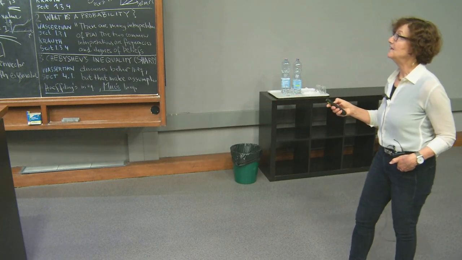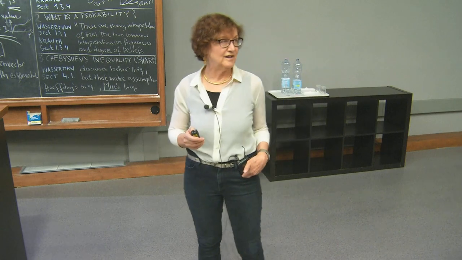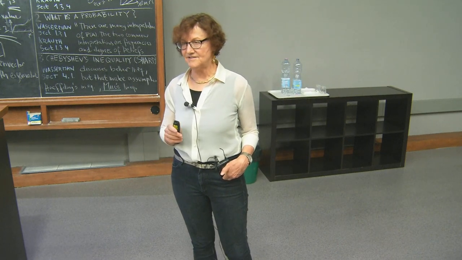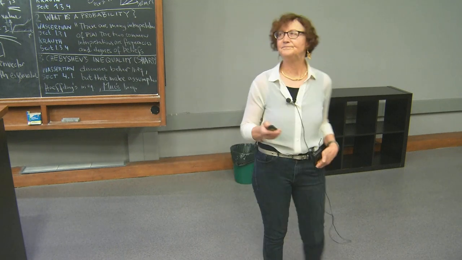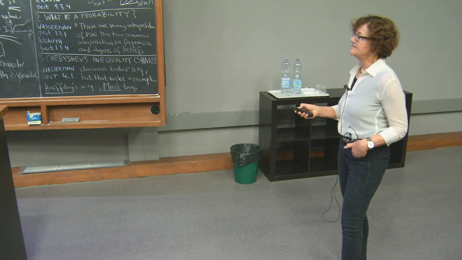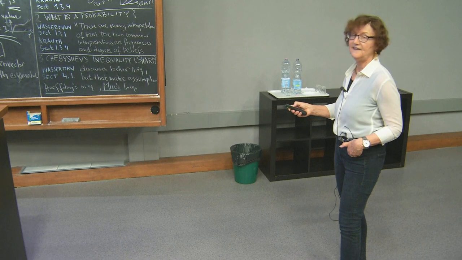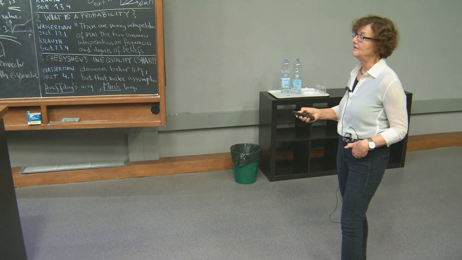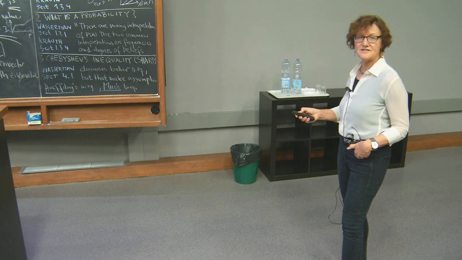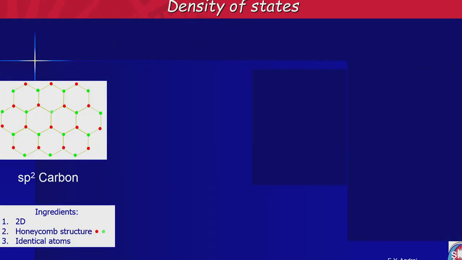The last part will be about flat bands in twisted bilayers and how they develop correlated phenomena. In particular, I'm going to show you the latest results on superconductivity and insulating phase. So let's get started. I'll start with finishing up yesterday's session on density of states and Landau levels in graphene from Onsager, then move on to how we do experiments, scanning tunneling microscopy and spectroscopy, and then bring examples of modifying the density of states with a vacancy and with another substrate, with a moiré pattern. Okay, so let's get started.